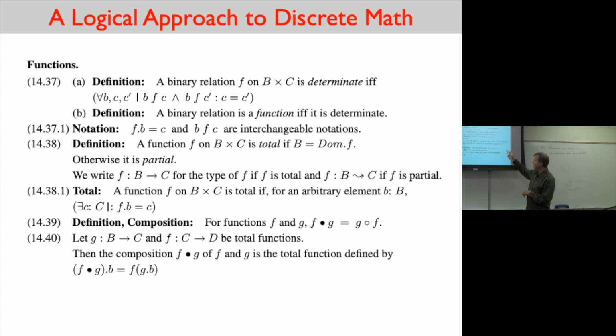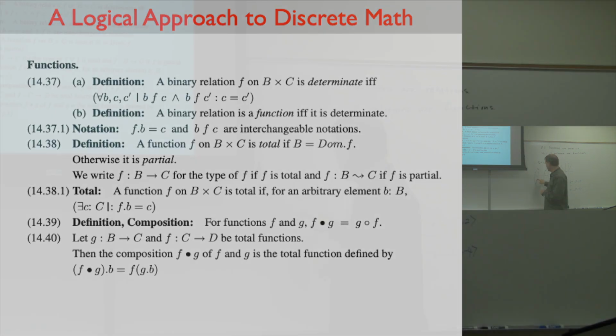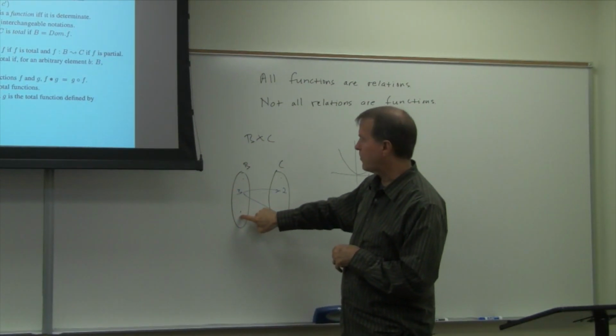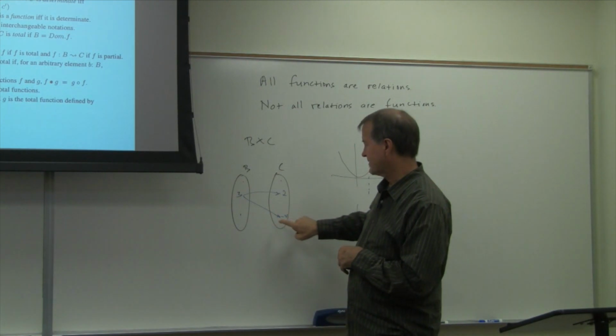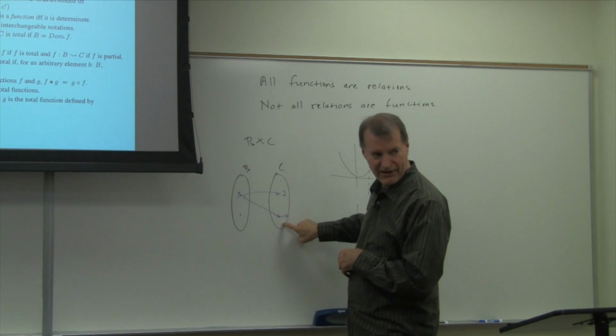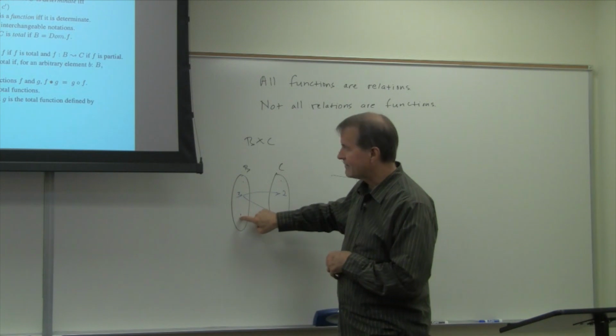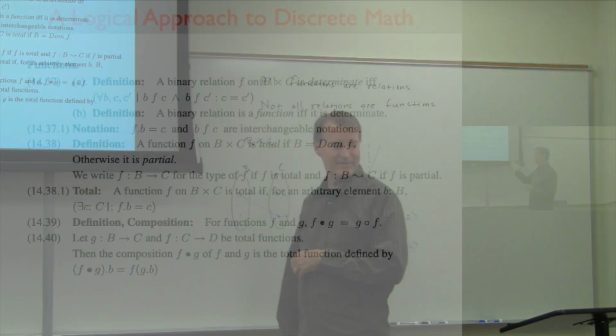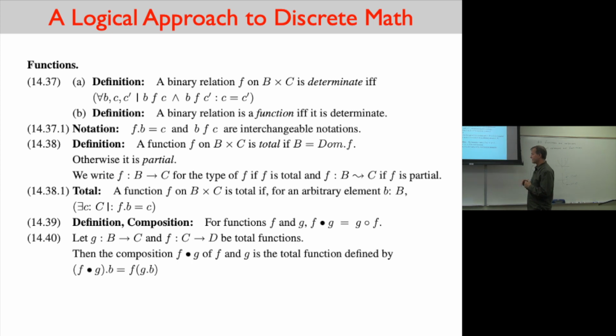Now that was the definition. Now here's a theorem, 14.38.1. A function f on B cross C is total if for an arbitrary element little b in big B, there exists a something over here such that fb equals c. I don't remember if we proved that or not. Okay, so that's total. Now, next definition, 14.39, definition composition.